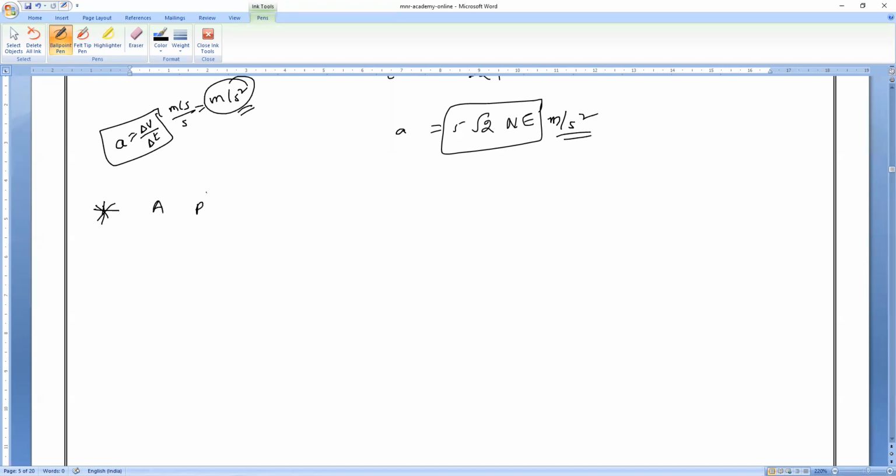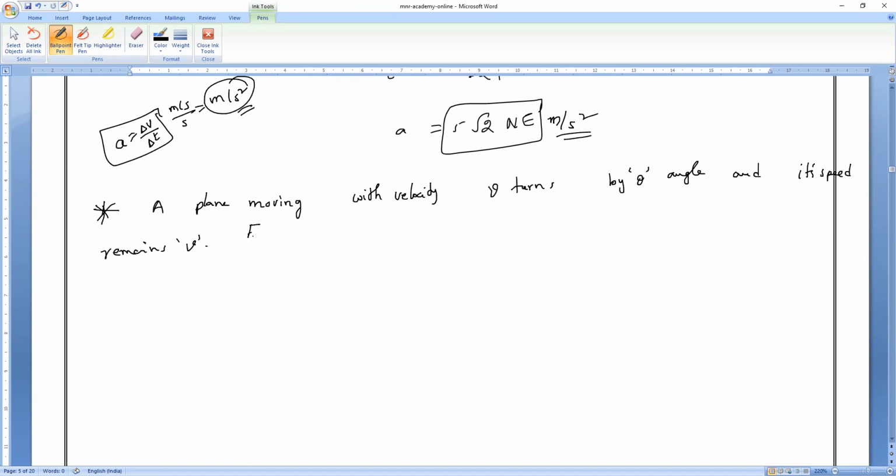Next question. A plane moving with velocity V turns by theta degree, theta angle, and its speed remains V. Find the change in velocity.